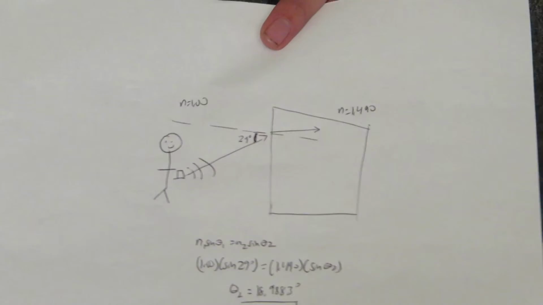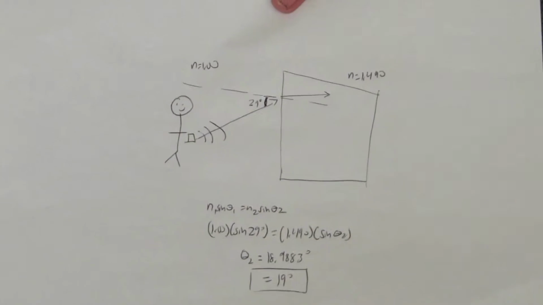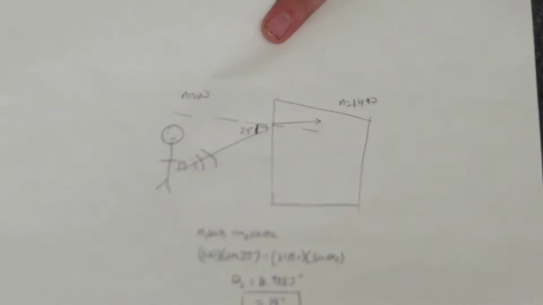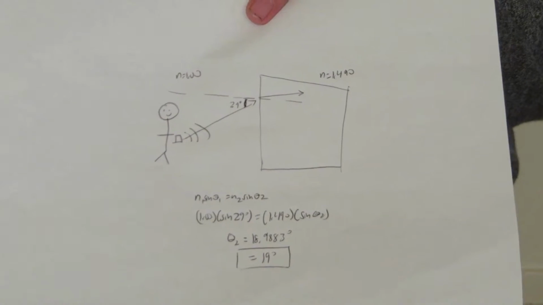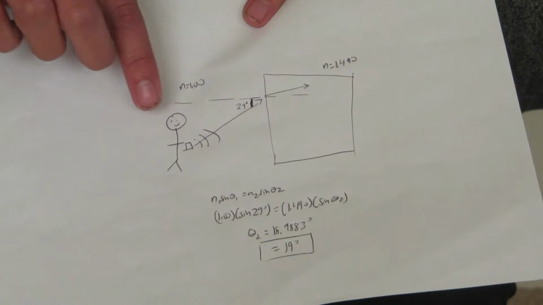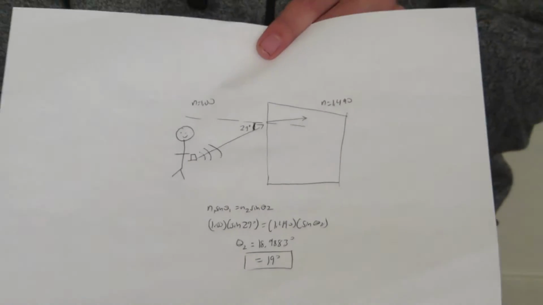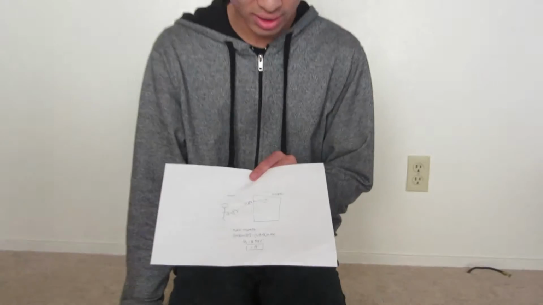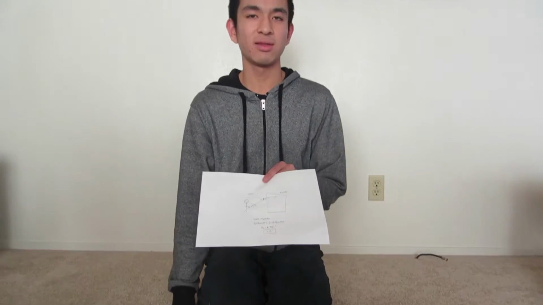Since the glass has a higher index of refraction, the waves slow down when they enter it. To calculate that, you could use Snell's law, which is n1 sine theta 1 equals n2 sine theta 2. The cell phone wave comes in at 29 degrees to the normal, so we could use 1.0 times sine 29 degrees equals 1.490 times sine theta 2. Calculating that gives theta 2 as 18.9883, and with sig figs it would be 19 degrees.